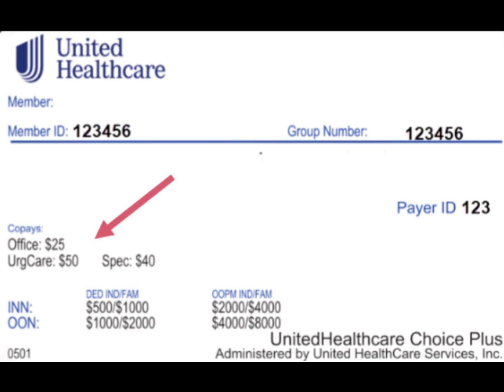All right, let's go down to the really fun information that's down here, and let's talk a little bit about copays. So on this card, you'll see on the bottom, there is copay information, and you see that there is an office copay of $25, an urgent copay of $50, and SPEC stands for specialist of $40.